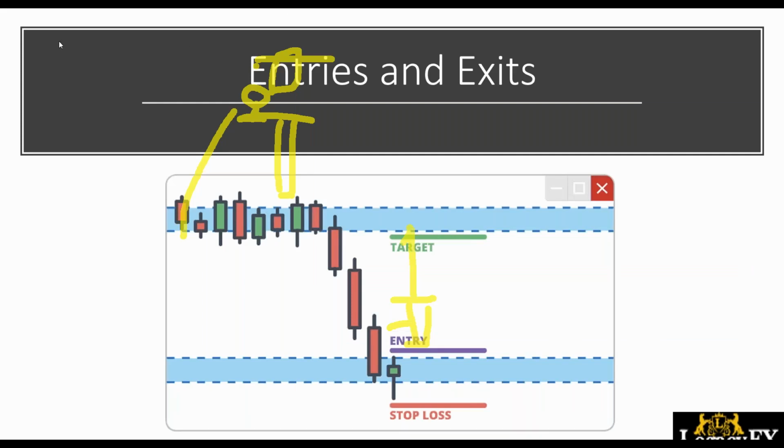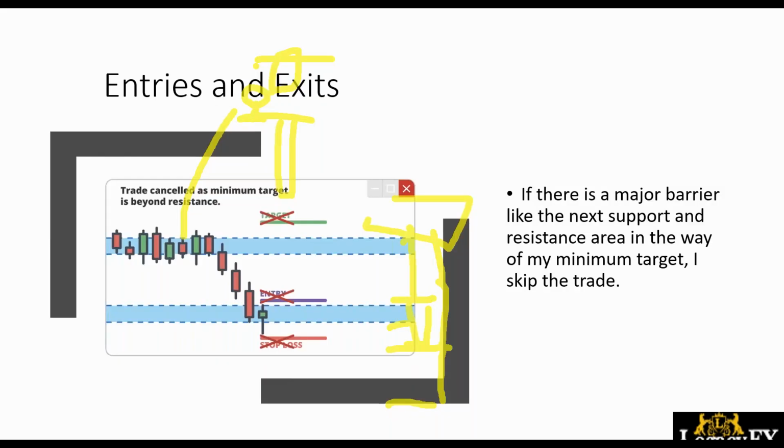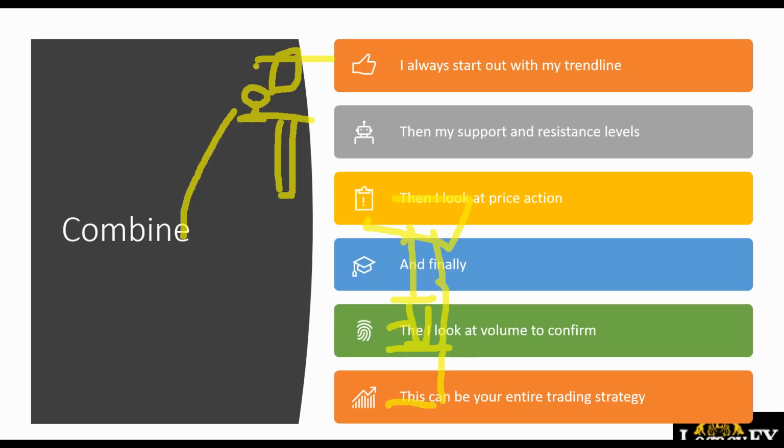So you know where you'd have to put your stop loss. You know where your entry point is. So basically, if you count this, you need to have 3 times that before you would hit an area of resistance to set your target. If you can't set your target, then you can't make that trade. So if there's a major barrier like the next support or resistance inside my minimum target, I skip the trade.